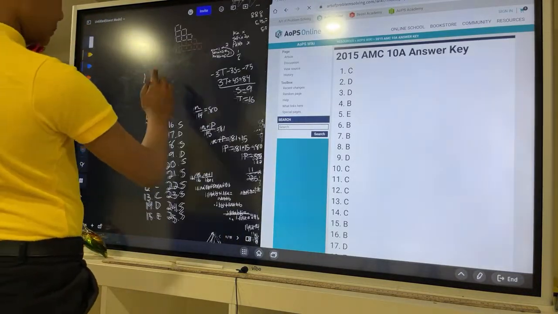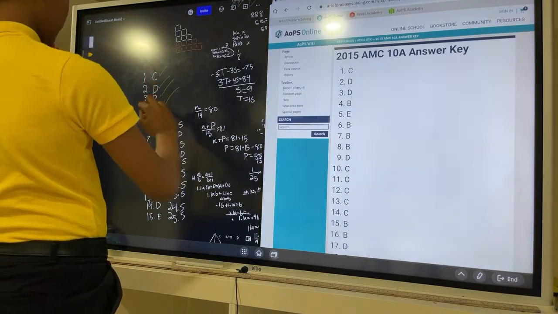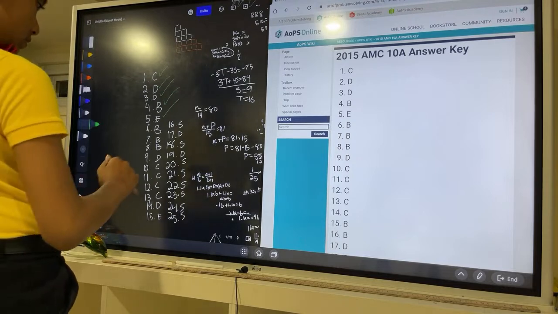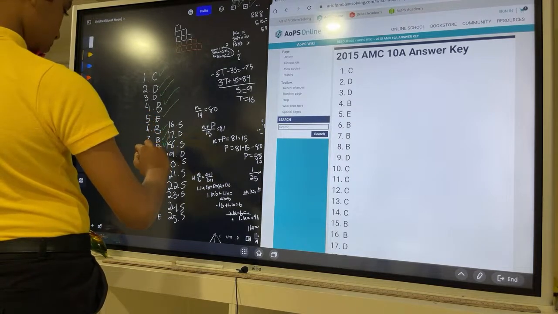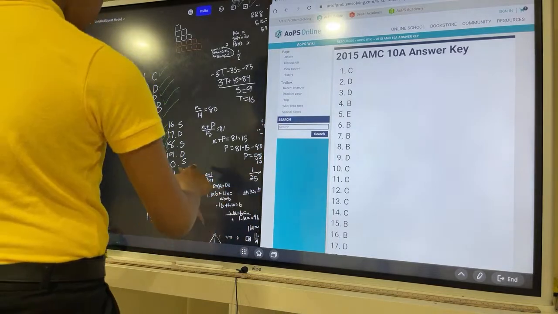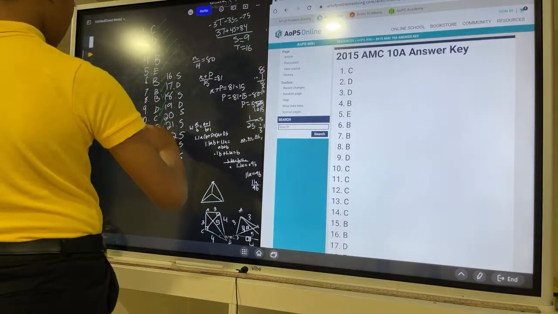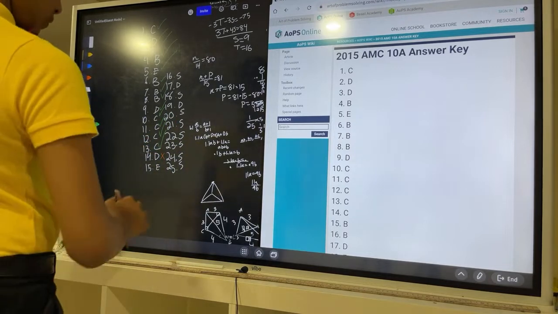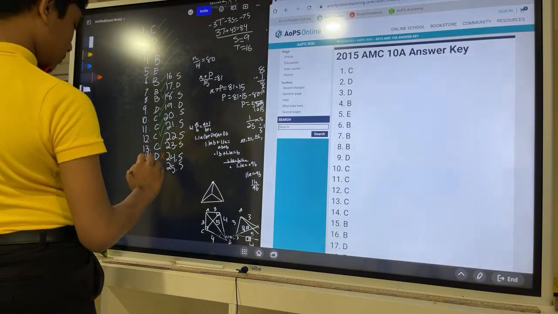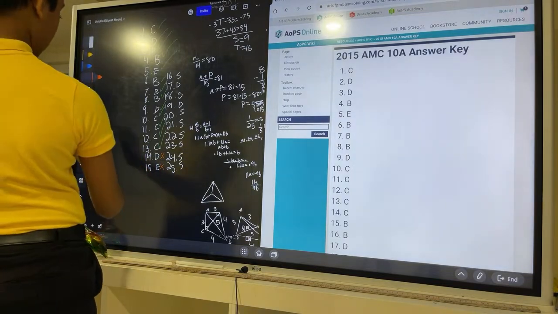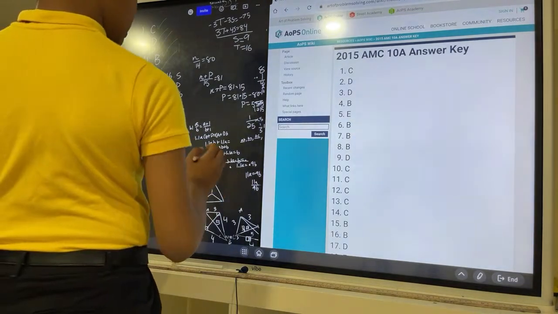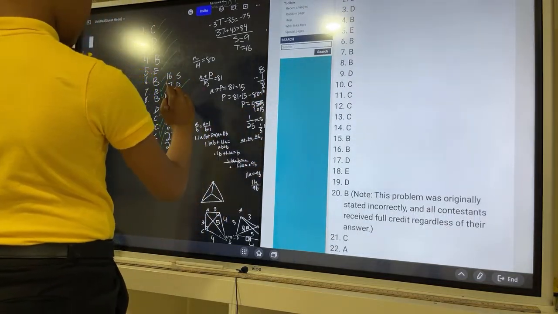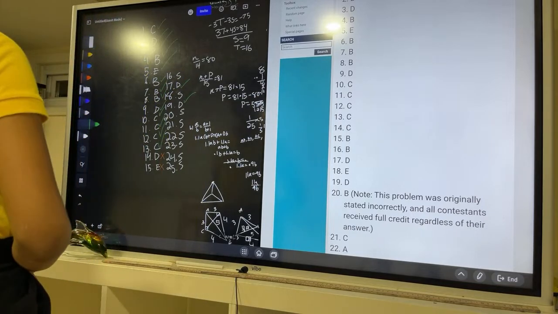C, D, D, B, E. Wow, first time in a while I haven't got anything in the first five wrong. B, B, B, D. Oh, five C's. Oops. 14 is our first wrong answer. Oh, 15 is another wrong answer. 16 is, 17 is D. 19 is D, and everything else has been skipped.